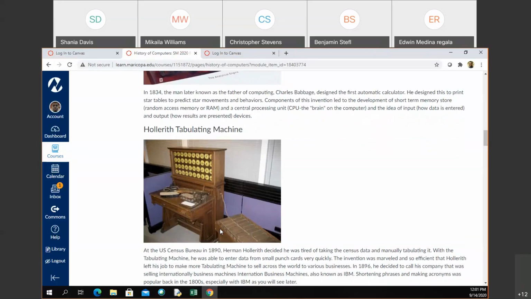So he did all this for the Census Bureau, and then his job was like, hey, make more of those. That's cool. That's making things a lot faster for us. So he's entering all this data in really quickly. There's actually one of these that still exists in California.